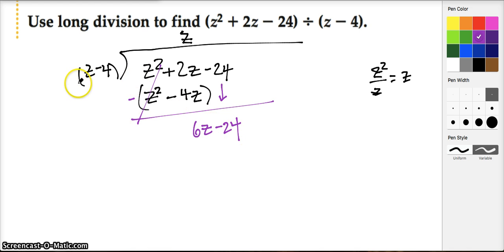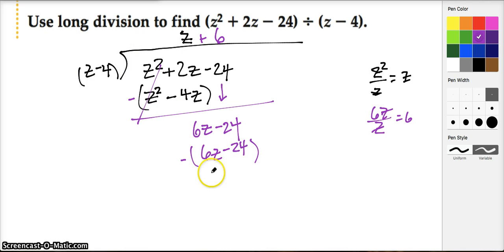And then I ask myself the same question again. How many times does z go into 6z? Hopefully you see that the answer is 6. It's a positive 6, so I put a plus 6 right here. And I multiply 6 times that z, and I get 6z minus 24. And I'm pretty happy because as I do my subtraction, everything cancels out.